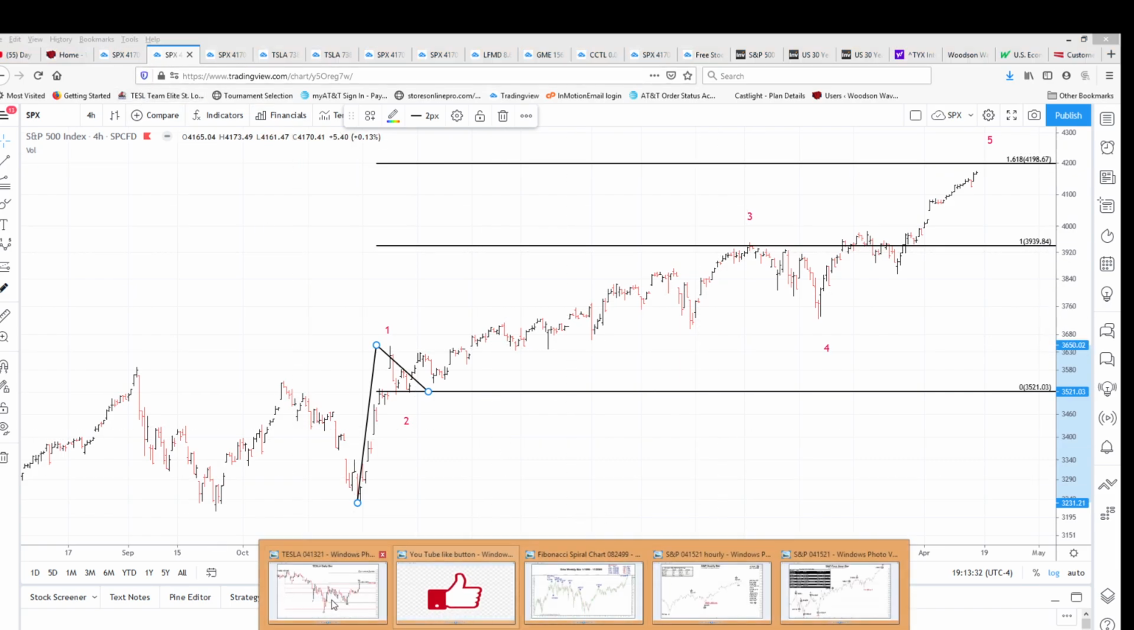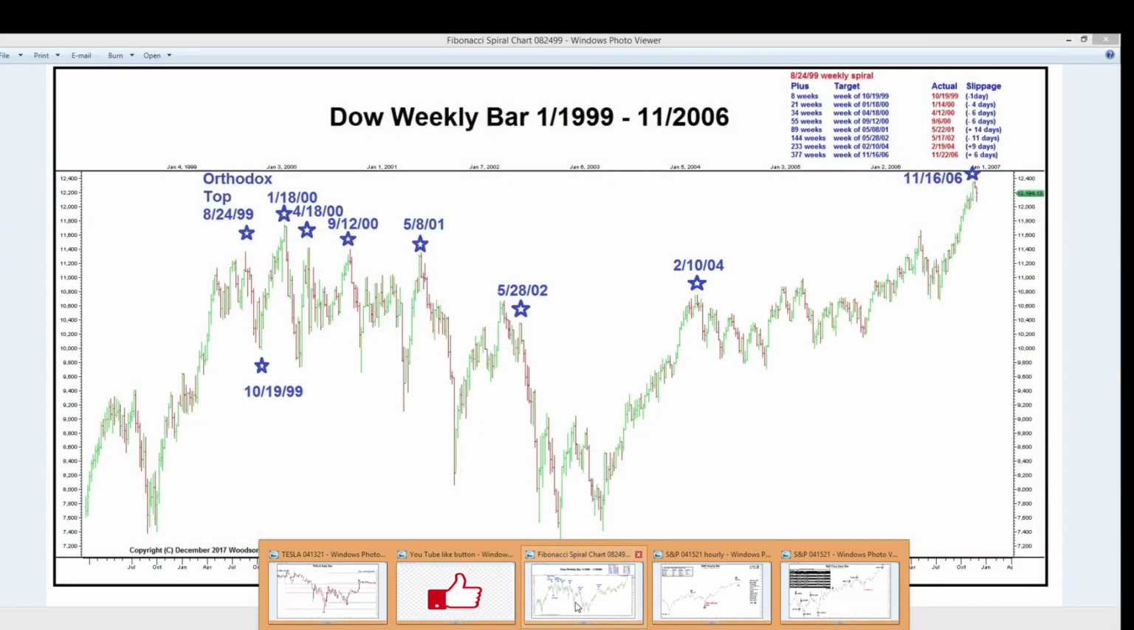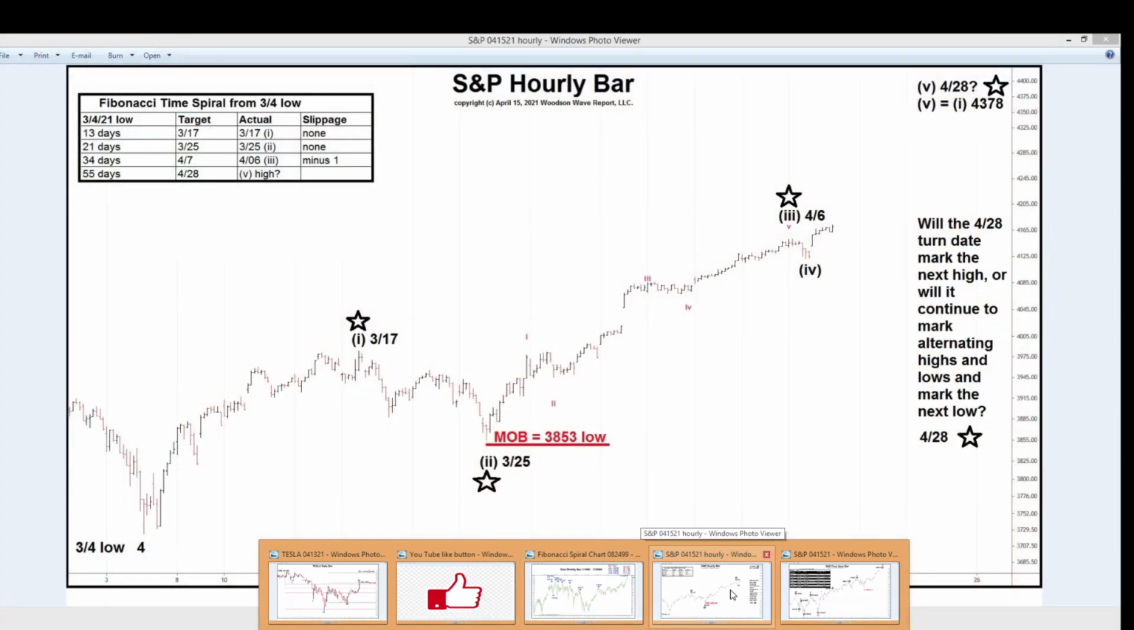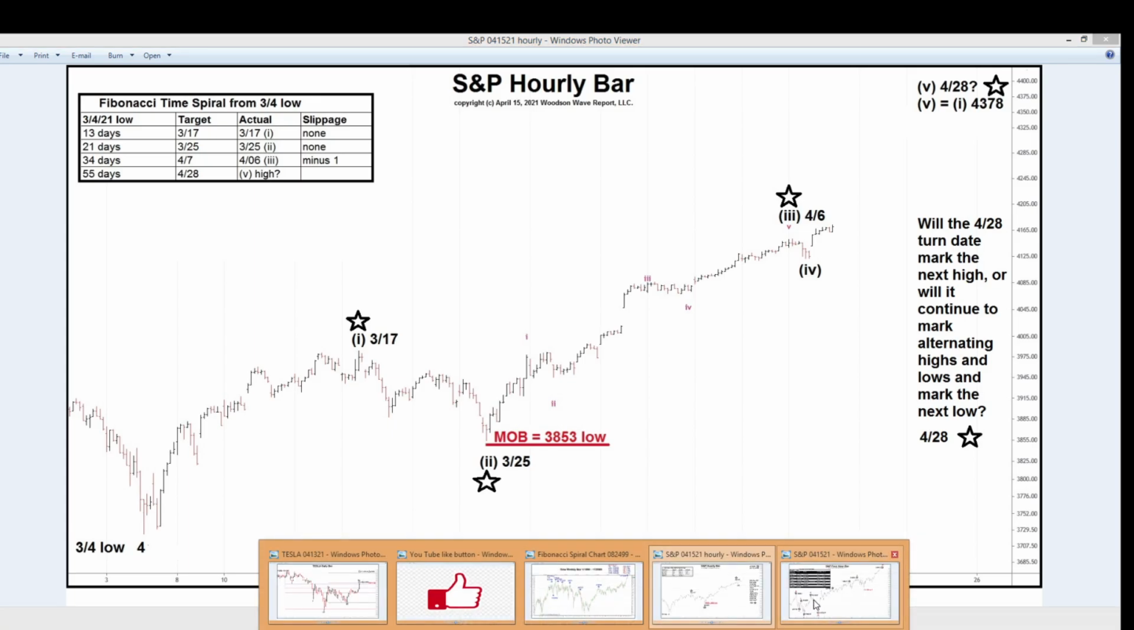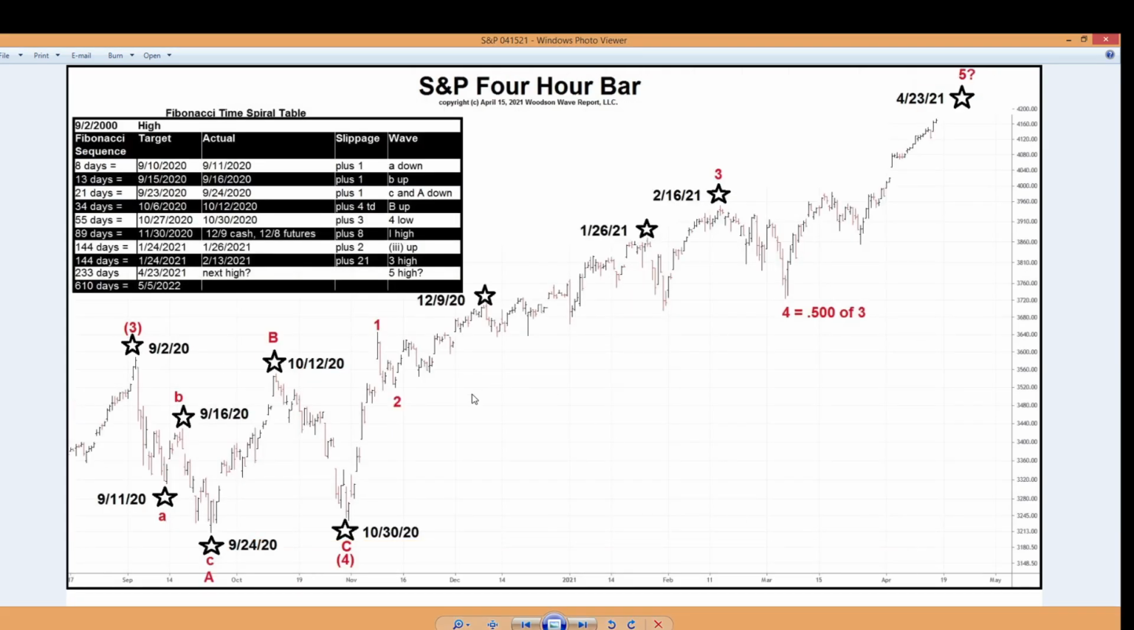Let me wrap it up here. We did that. We looked at that spiral. Okay, this one points to April 28th, and that's from the March 4th low over here. And then the one that's been working for a longer period of time is the spiral from the September 2020 wave 3 high, and that points to April 23rd.